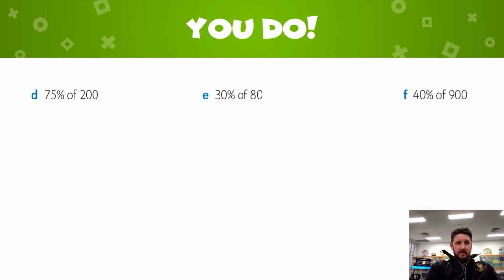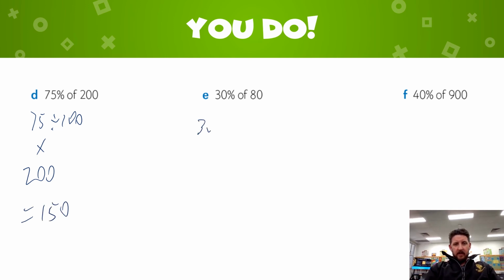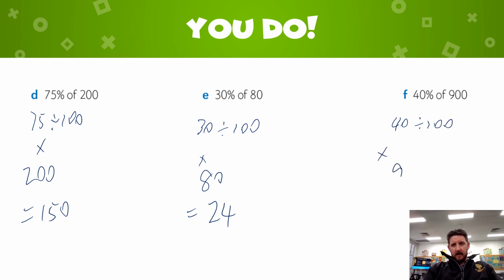Righto, so the first one, you should have typed in 75 divided by 100 times 200, and that would end up being 150. The next one, I would go 30 divided by 100, and then multiply that by 80, and your answer should have been 24. The last one here, I'm going to go 40 divided by 100, then multiply that by 900, and your answer should be 360.